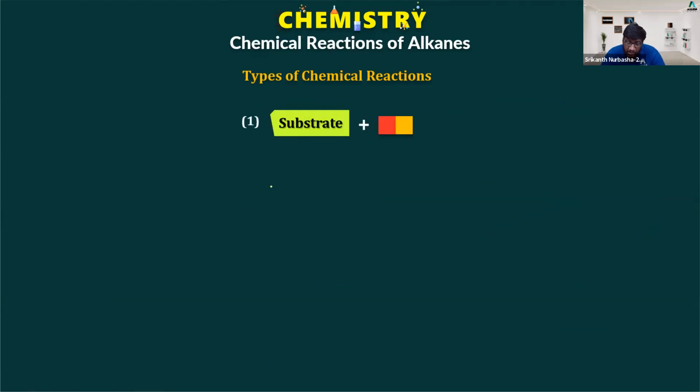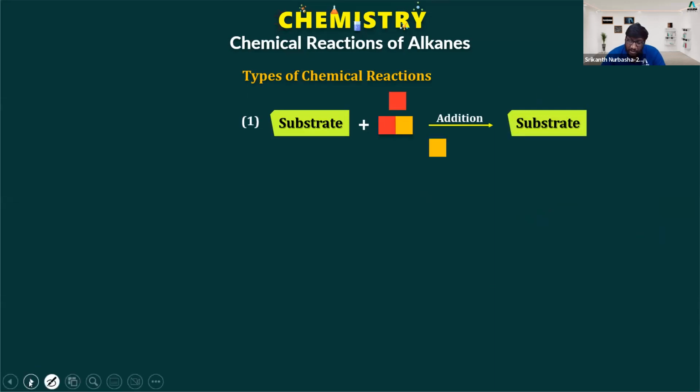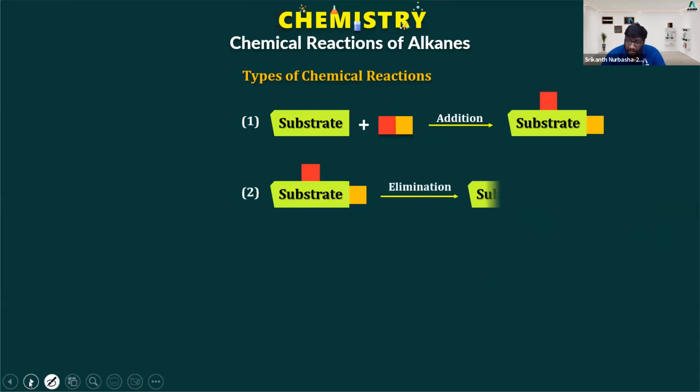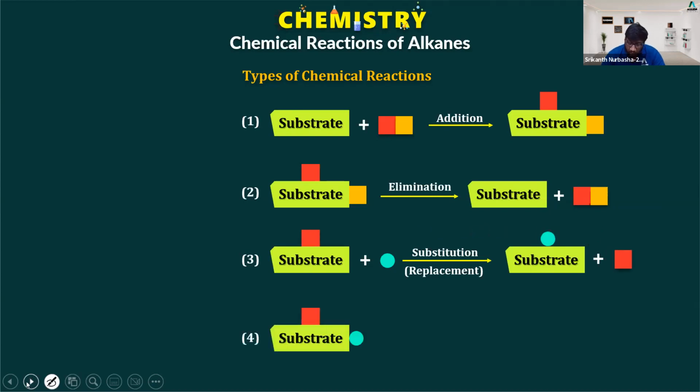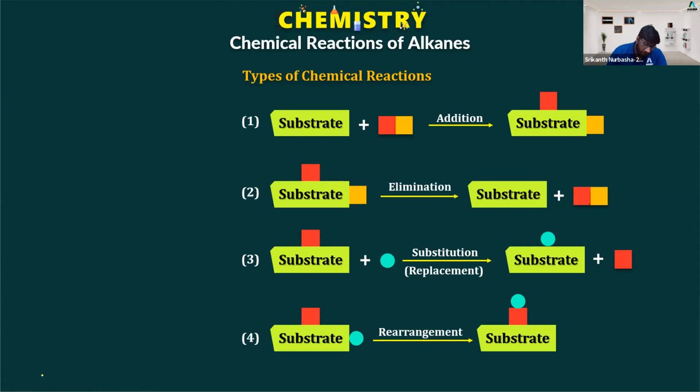Types of chemical reactions, like we have discussed different types like addition reactions, elimination reactions, and we can also have substitution reactions, replacement, and we can also have rearrangement reactions. Yes or no? So different types of chemical reactions are there.